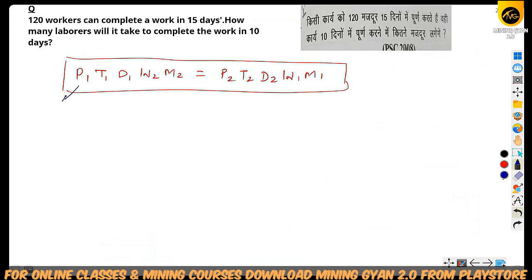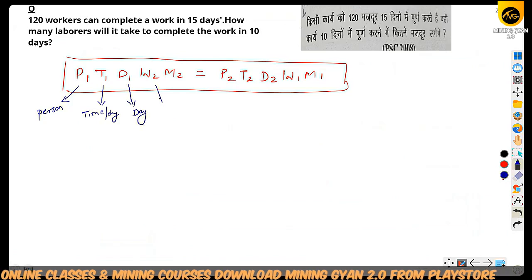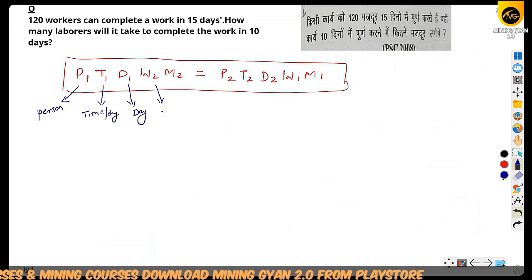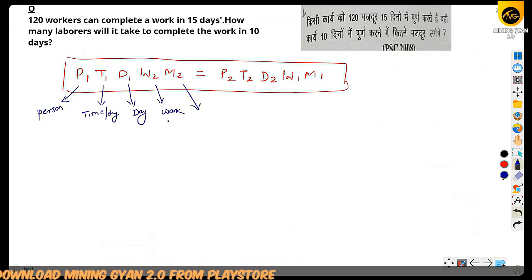So basically P1 stands for number of person. T1 means time per day. And D1 is the number of days. W2 means the work, or you can say the number of work, and M2 means the money. So it will be used accordingly.